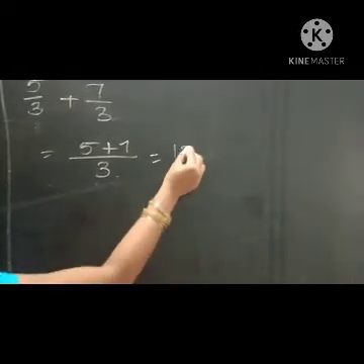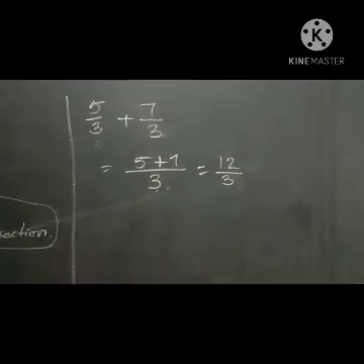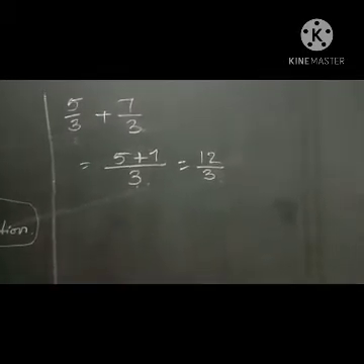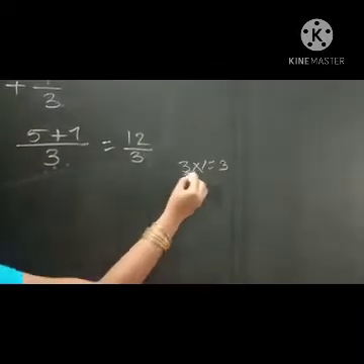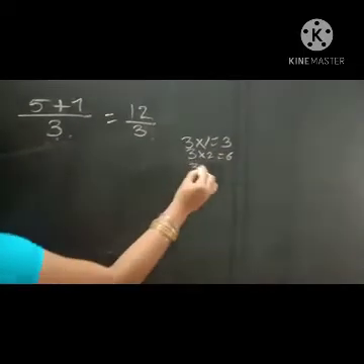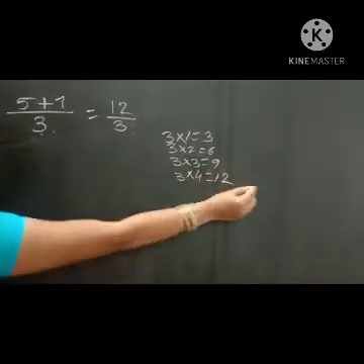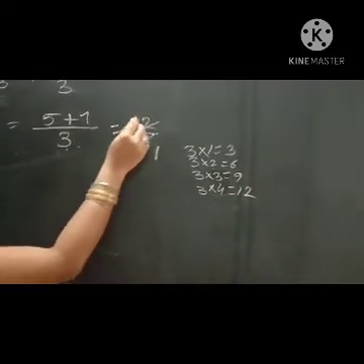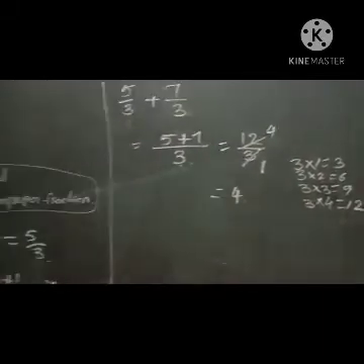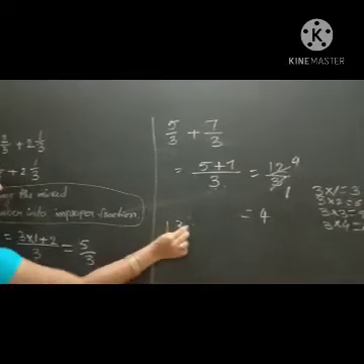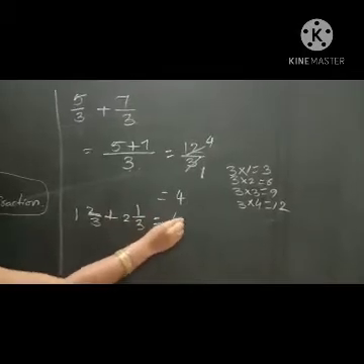12 by 3. Okay children, in 3 table, 12 is there or not there? Tell me 3 table. 3 ones are 3, 3 twos are 6, 3 threes are 9, 3 fours are 12. So cancel this, and here write the number 4. What is the question here? 1 2 by 3 plus 2 1 by 3 equal to 4.